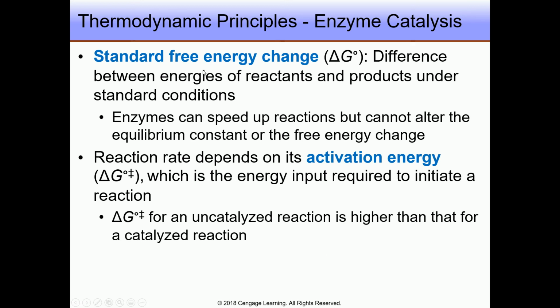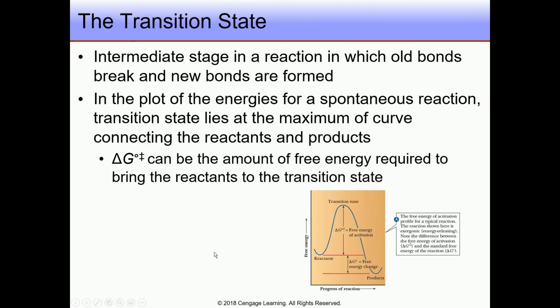So for delta G, you should know some values. Delta G naught is the standard free energy change, and delta G with this sign is the activation energy. The activation energy for an uncatalyzed reaction is higher than that of the catalyzed reaction. You can see here a graph showing the free energy of the reactants and the free energy of the products. This is a graph with the progress of reaction on the x-axis and free energy on the y-axis.